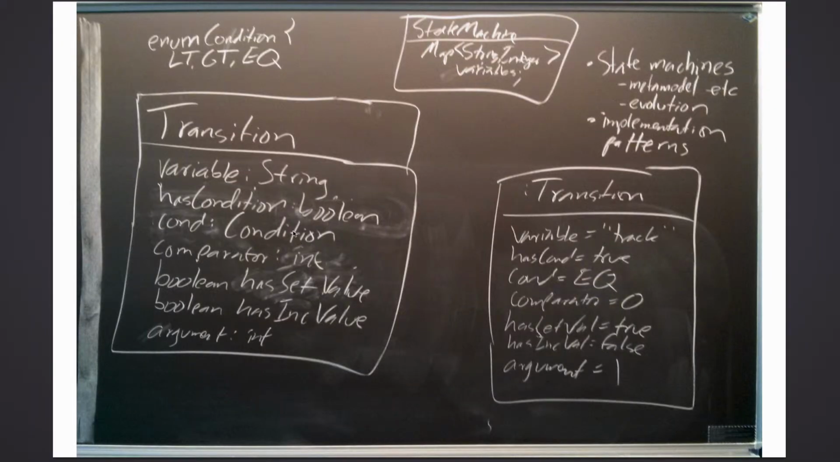And so basically all the aspects of what we want to write as a condition have been expressed as fields of the class here, and now we can make transition instances. Like we say, we compare the track variable, we test whether it's equal to the value 0. No, sorry.